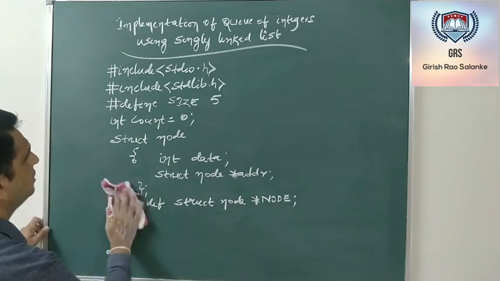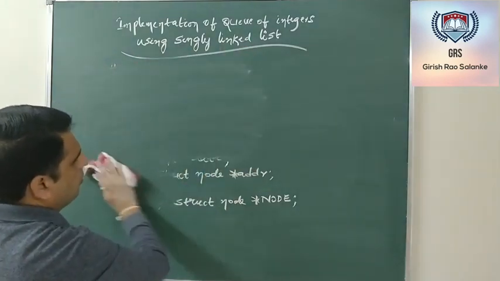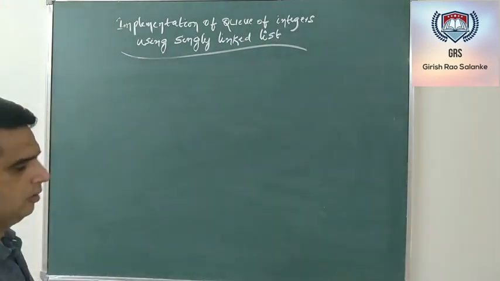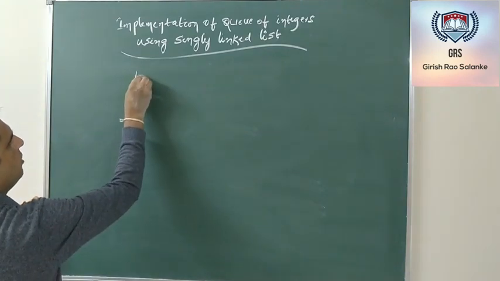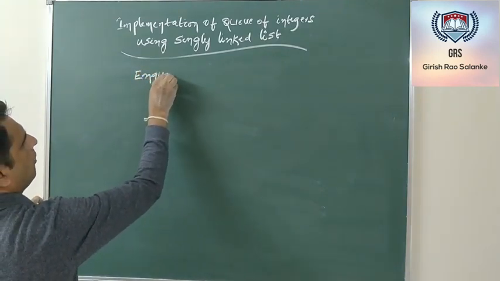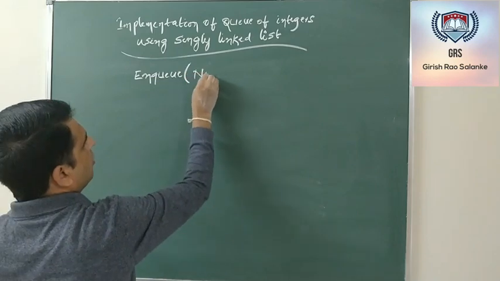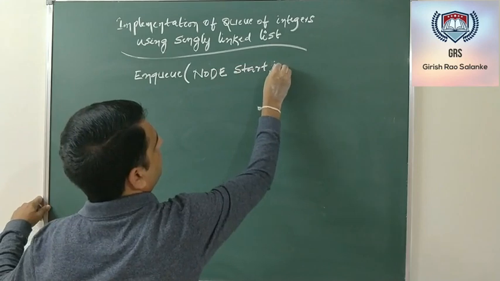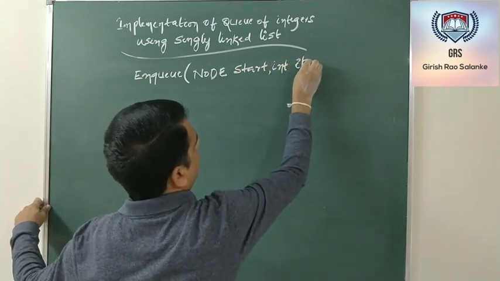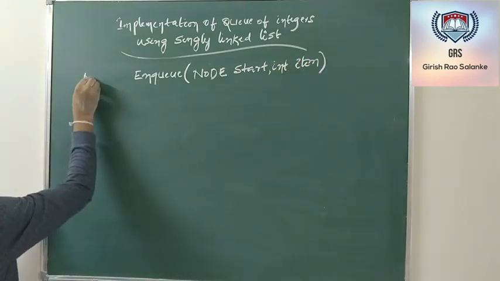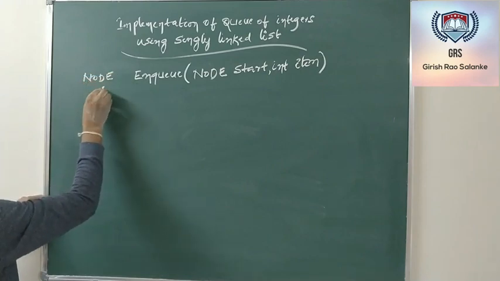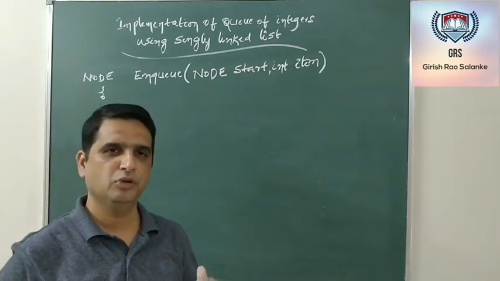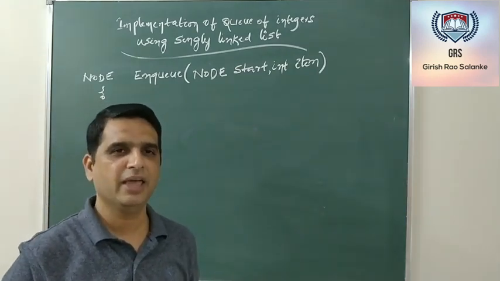Now coming to the enqueue function. Function name enqueue, to which two arguments: one is the reference of my list, that is NODE start, and the second one is the item to be inserted onto the queue. Return type of the function is NODE. Note that to come up with an enqueue function, I am supposed to insert a node at the end of my list.